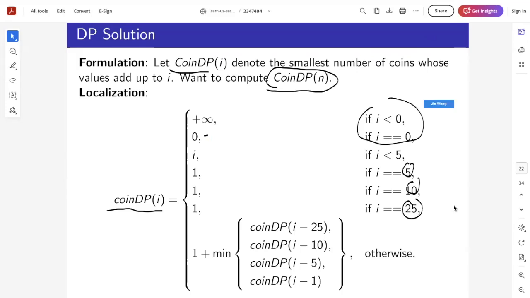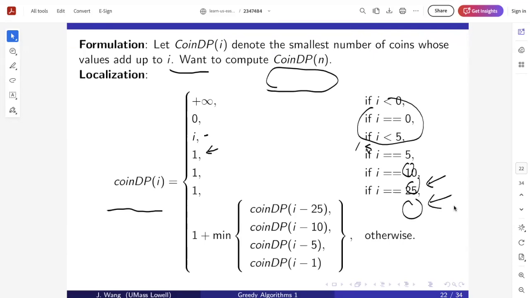If I is less than 5, which means that because these two fail, I is greater than or equal to 1 and less than 5. So we got pennies. So we simply use at most I pennies. So you cannot use a nickel. Otherwise, if I is equal to 5, it's just 1 nickel. I equal to 10 is 1 dime. I equal to 25 is 1 quarter. So these are the easiest cases there are.